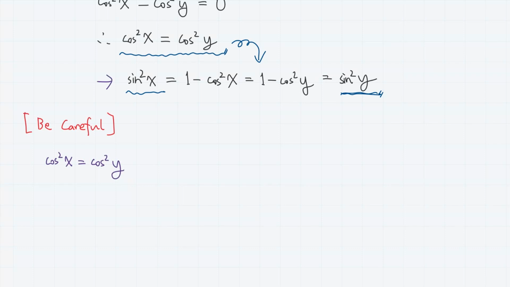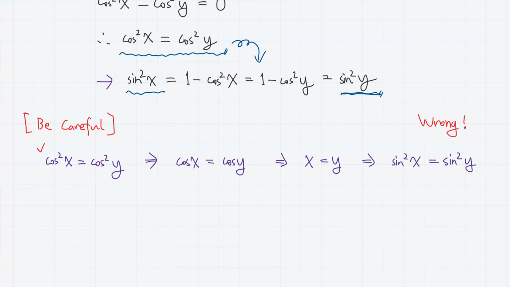But here you cannot derive this like this. Alright, so cosine squared x equals cosine squared y. Alright, then cosine x equals cosine y, which means that x equals y. So sine squared x must be equal to sine squared y. This is wrong because cosine squared x equals cosine squared y does not automatically guarantee cosine x equals cosine y. It is actually either cosine x equals cosine y or cosine x equals minus cosine y.